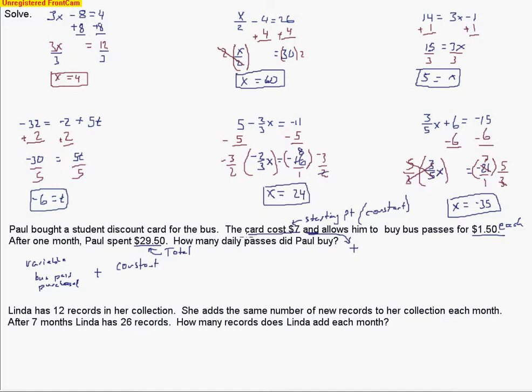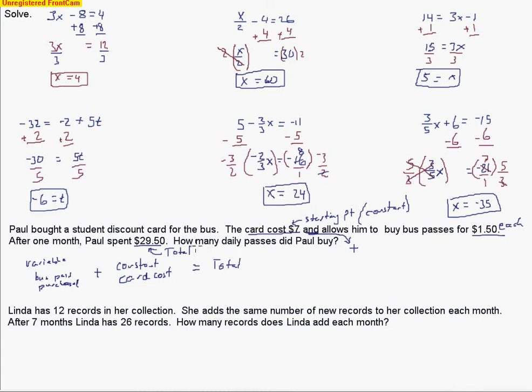Remember, we had a starting point? That was the card cost. The discount card, that's what we spent. And then it's going to equal a total, the amount we totally spent. So this is a two-step equation, just like these were up here. Notice how we have a variable amount, we have a constant, and then we have a total. So it's the same sort of thing. So our variable amount is always the question.